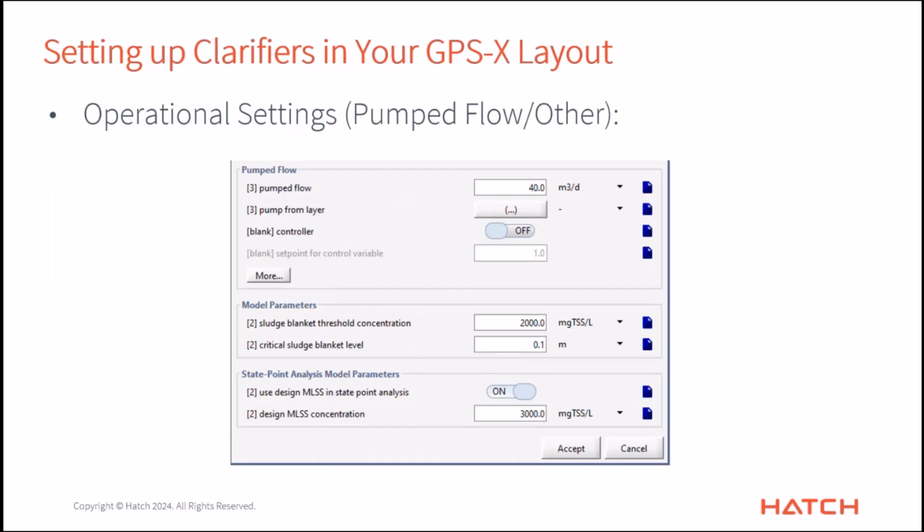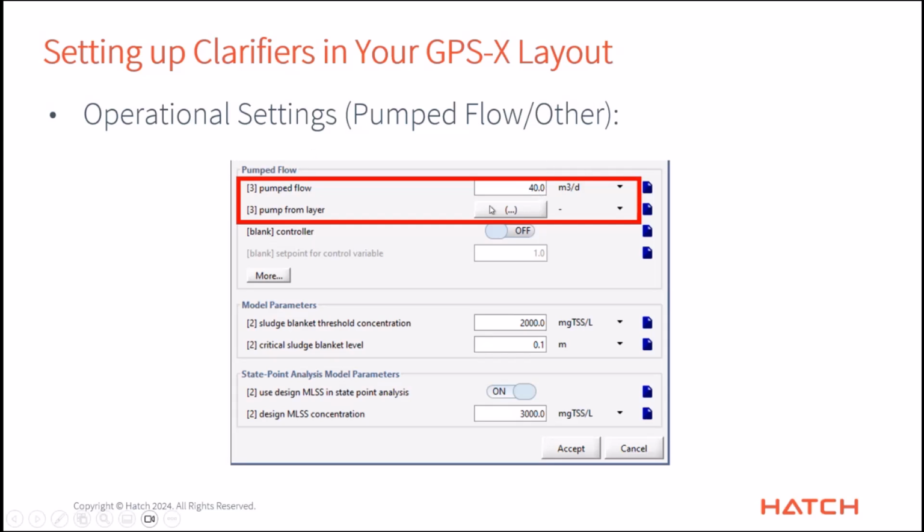Okay, so that was the physical menu. Now we're moving on to the operational menu. There are lots of different things you can do in the model here. In this case, we're looking at specifying the pumped flow. This is the bottom right-hand side connection point where you would typically do your wastage from. You can specify not only the rate, but which layer you want it to go off of. By default, it will be the bottom layer.